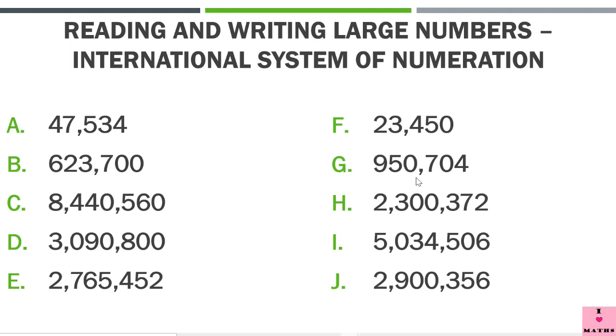Same way, these three digits are in thousands period and these three digits are in ones period. So I will read these three digits together and then I will say thousand. Okay, have a look. 950,704.